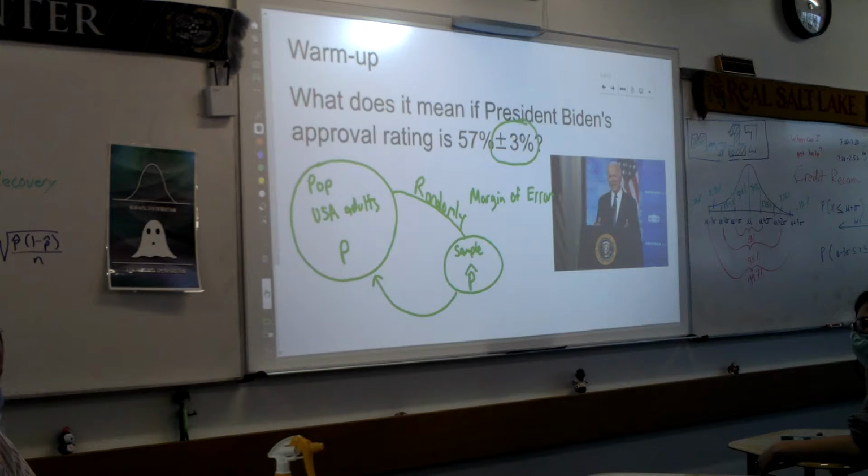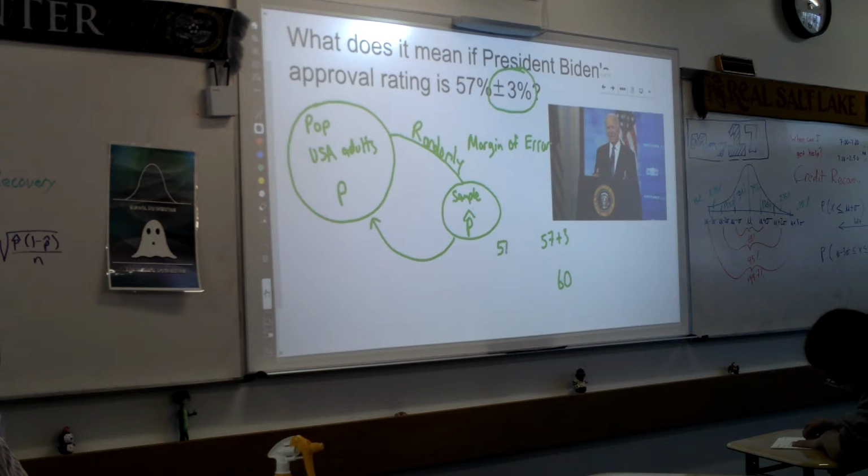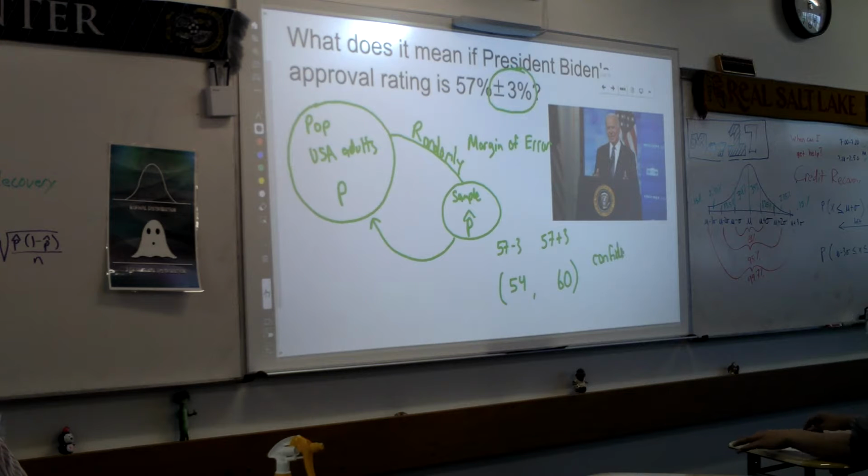So when I'm looking at President Biden's approval rating, what is the highest it could be? 60. It could be plus that 3. So if I did 57% plus 3, that takes it to as high as 60. But if I did 57 minus 3, it could be as low as 54. So what we have created right here, this is called a confidence interval.